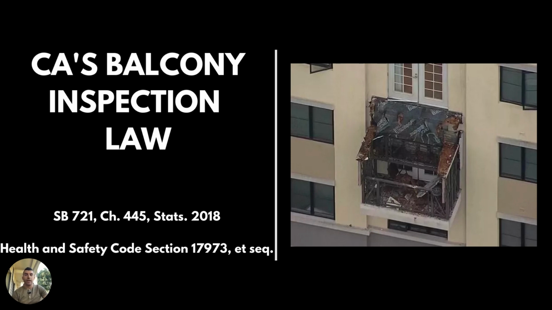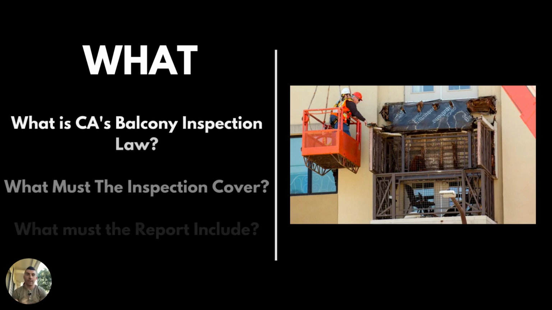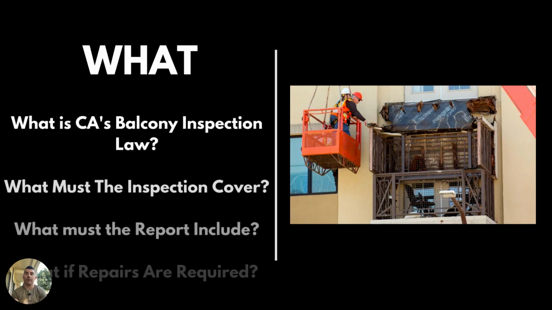The primary citations are on the screen, SB 721, as well as the Health and Safety Code section 17973, if you want to get the specific legislative language. Now, what is California's balcony inspection law? Well, SB 721, which governs California's balcony inspection law, was signed by Governor Brown following that infamous 2015 balcony collapse in Berkeley. I'll talk about that in a moment. It was devastating.